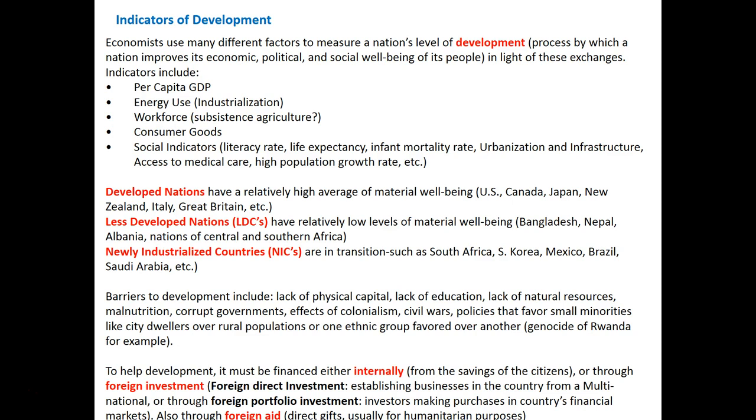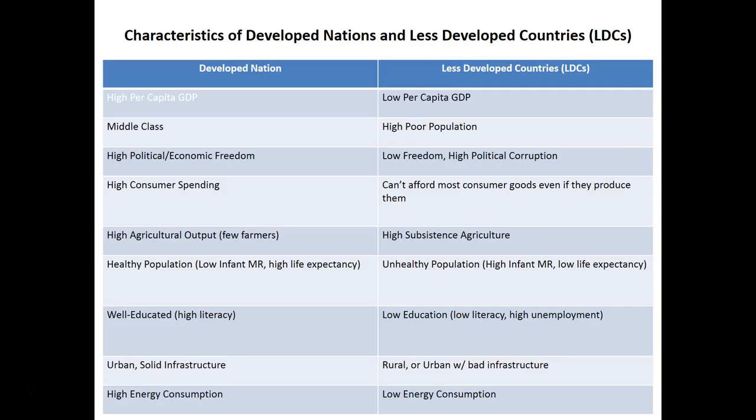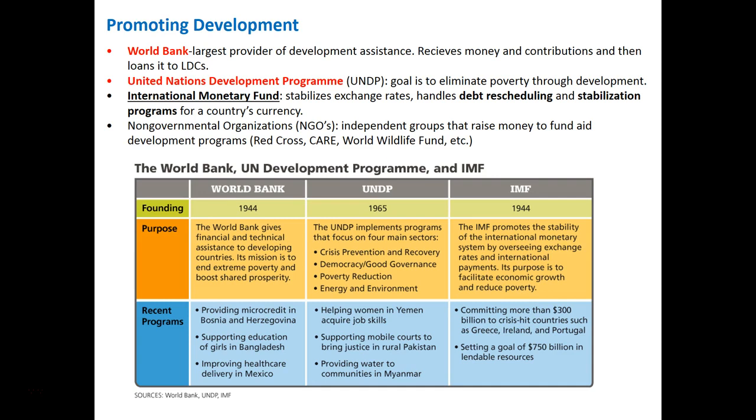This usually will involve foreign aid. If they can't internally finance through the savings of their own citizens, they'll have to look abroad and try to find the means. So here's some of the developmental indicators that we look at, and you can kind of look and see the difference between both groups. To promote development, a few important groups: the World Bank, the UNDP, and the IMF, the International Monetary Fund. Know those, as well as other non-government organizations, what we call NGOs.